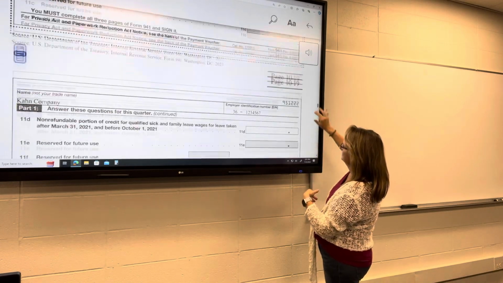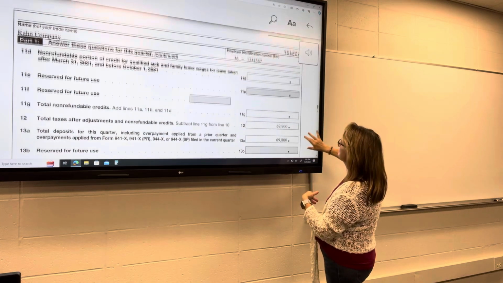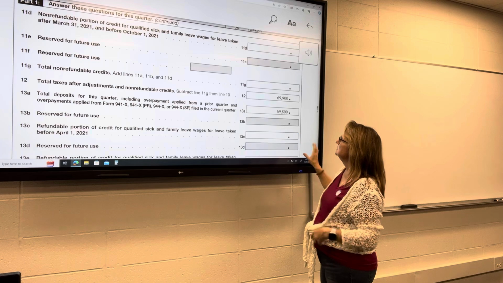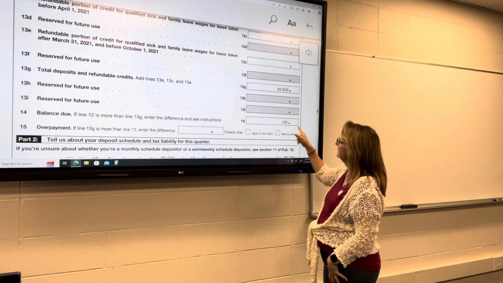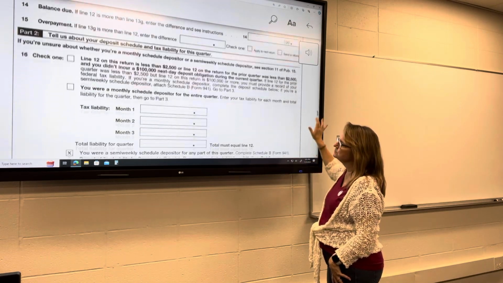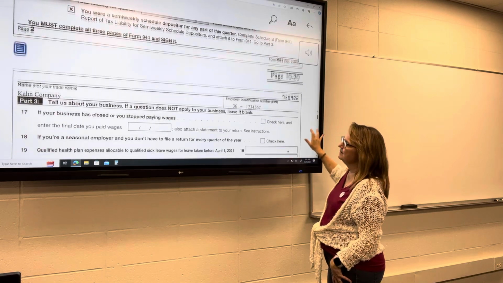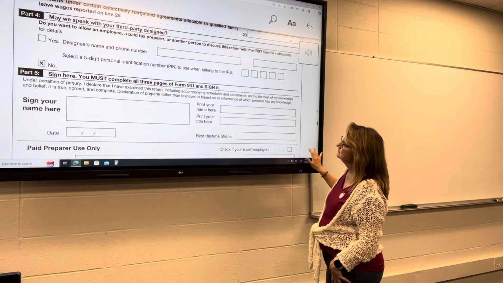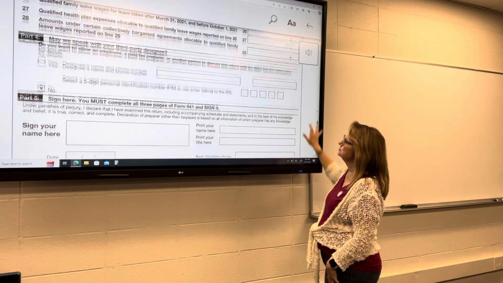And then where did they get the deposits? Oh, okay, so the second page here, they're going to show how much was deposited, 69,800, showing that they still owe $100. Like I said, I don't know how that happened. And then the last page, which is just the signature and everything.